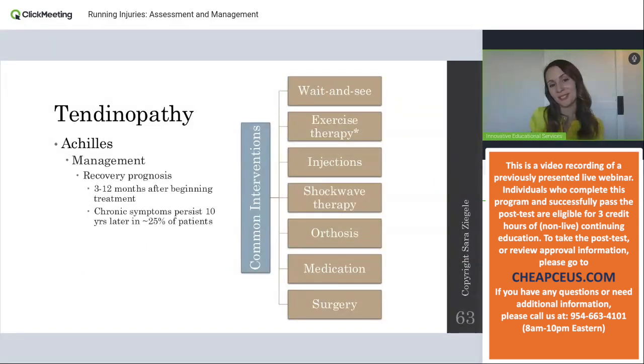There is no shortage of strategies and common interventions that people have tried for the Achilles. This is listed top to bottom here, essentially from the least invasive to the most invasive in some ways. That's actually probably not true because I'd put orthoses above injections in that way. But the least invasive is at the top and the most invasive is at the bottom. So, wait and see. Of course, just do nothing and see if it goes away.